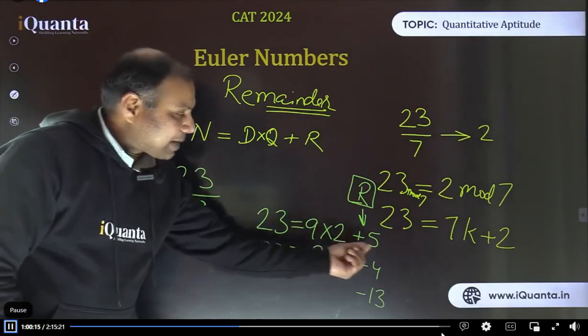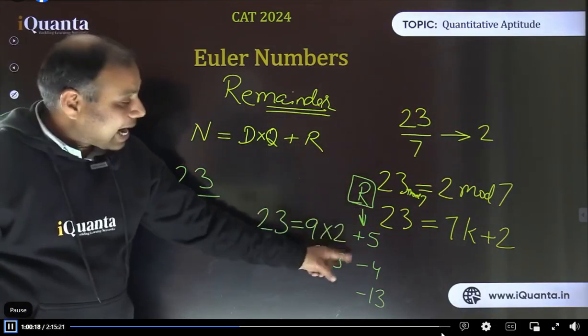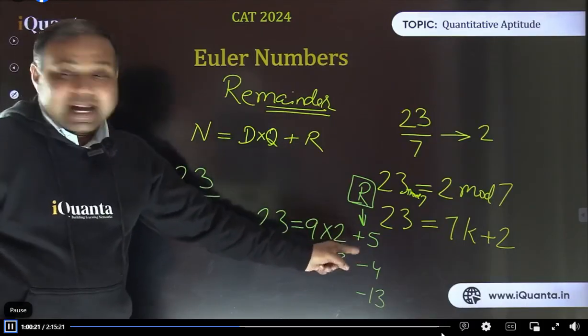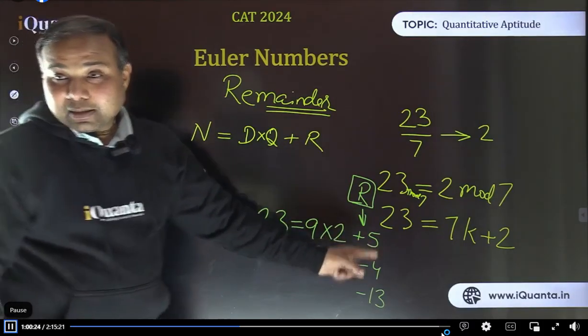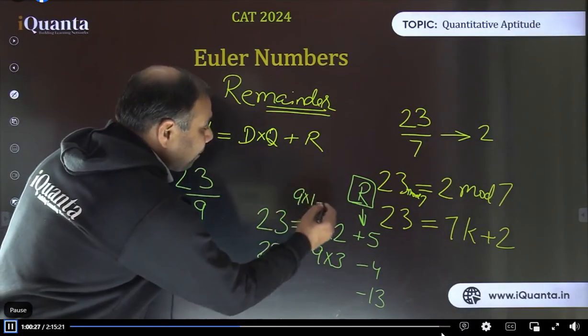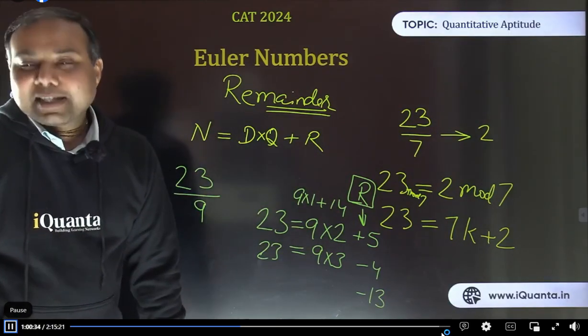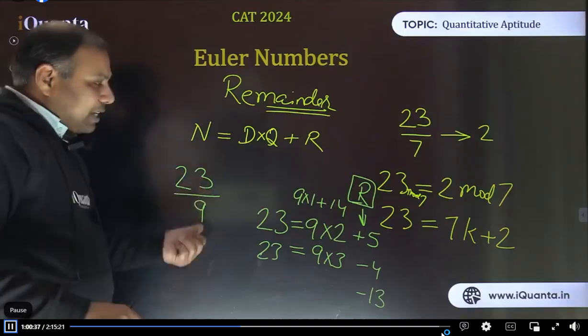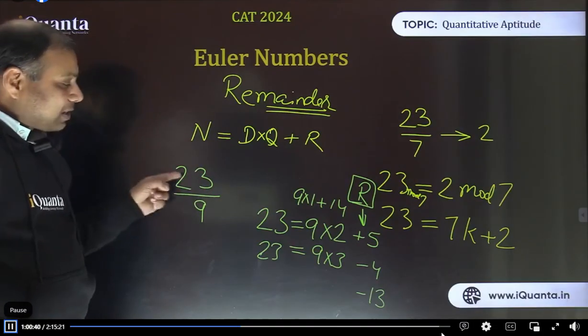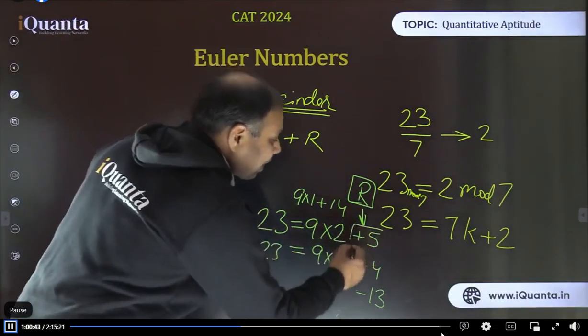See, right now I have just subtracted the divisor from it. I can add also. If I add 9 to it, what will be the case? If I add 9 to this, it will become 14. Right? So it will become basically 9 times 1 plus 14. That's true. Remainder becomes 14 as well. Yes. So for answer purpose, अगर क्वेश्चन यही पूछ रहा है कि what will be the remainder when 23 is divided by 9, in that case answer is this plus 5 only.